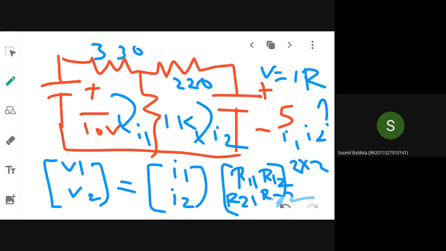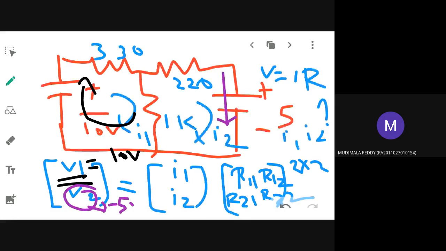Ma'am, V1 is 10 and V2 is 5. Again, you have to observe the current direction. Is it going from minus to plus or plus to minus? Minus to plus. So this V1 should be given positive sign or negative sign? Positive. So V1 is 10. What about V2? If you observe the direction, it is going from plus to minus. So V2 should be indicated as minus 5. Okay, so 10 volt, minus 5. Voltage matrix is over.